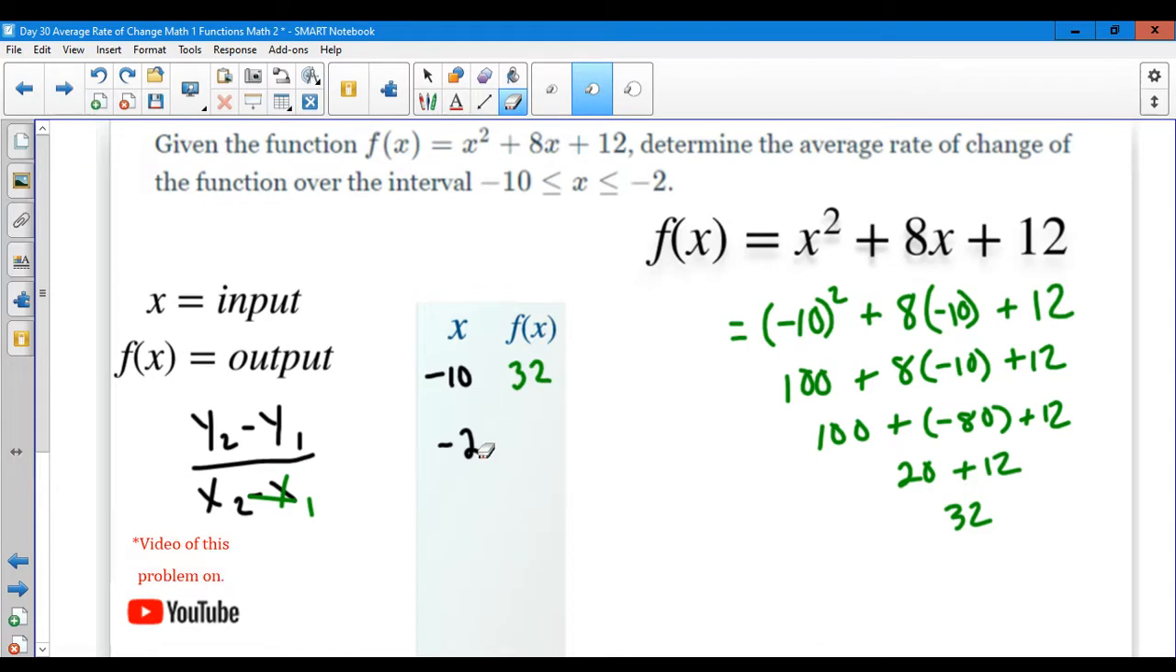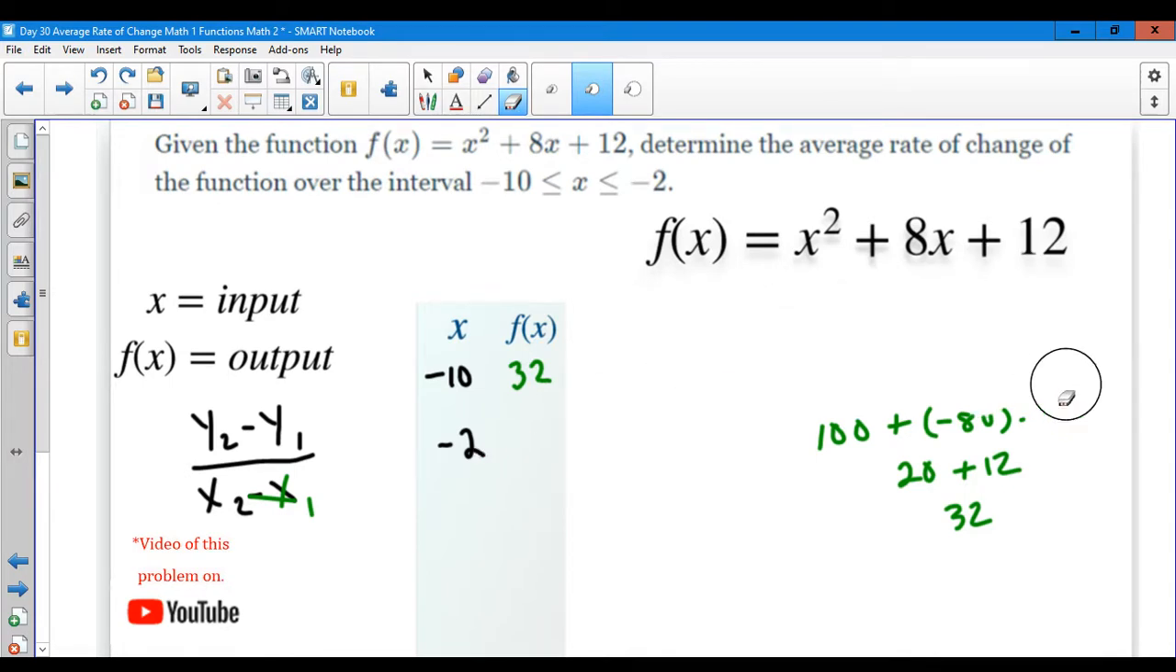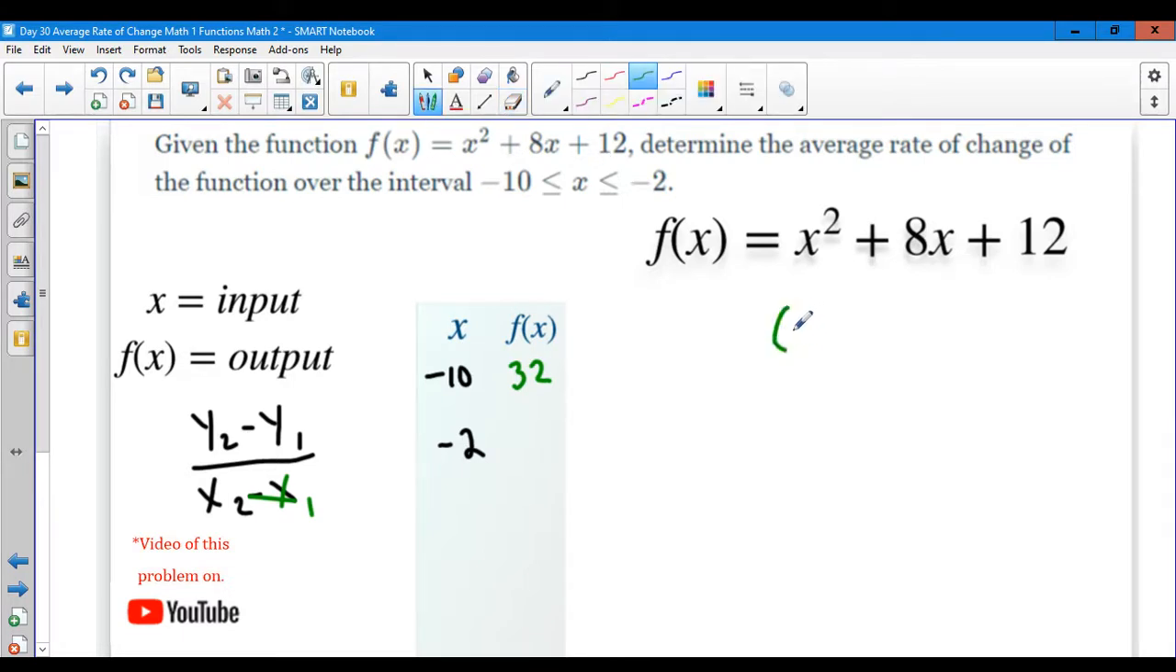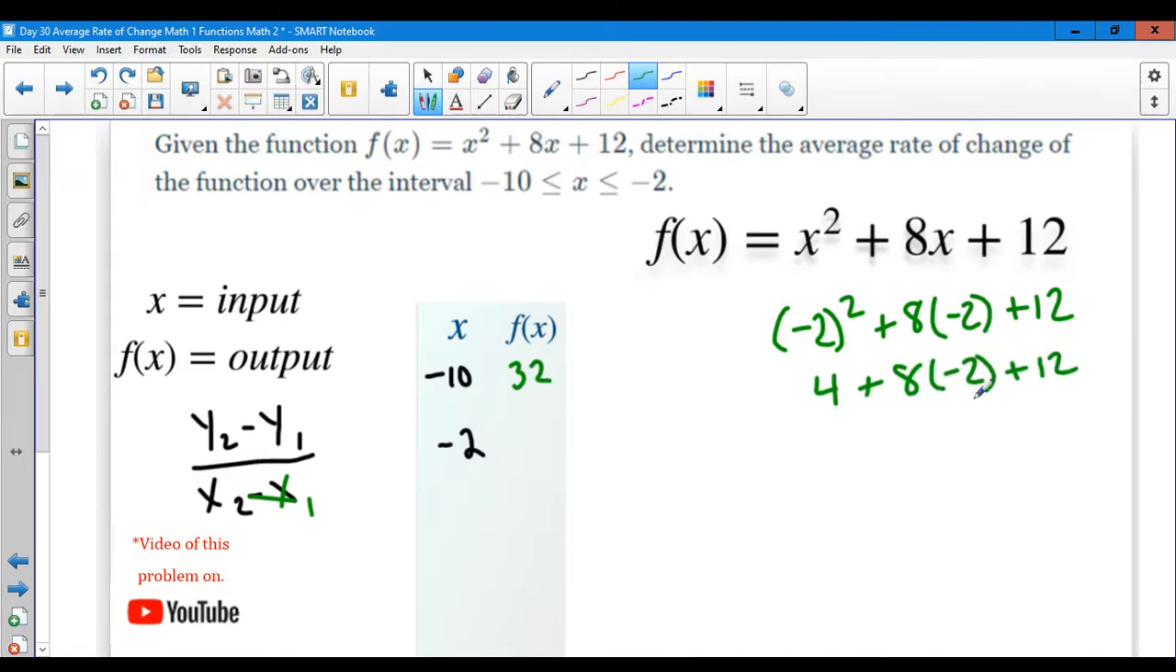Then we have to do the same thing, substituting -2 in. And then we can use our slope formula to find the average rate of change. So -2 squared plus 8 times -2 plus 12. Sorry about my 2's being a little bit ugly, but you know they're 2's. -2 squared, our exponent first, is 4. And then this multiplication: I'll just write -16 here just to demonstrate that that's perfectly fine. Positive 8 times -2 is -16.